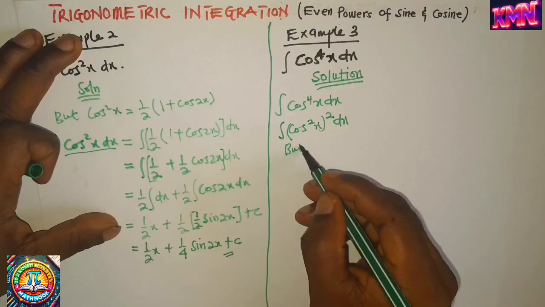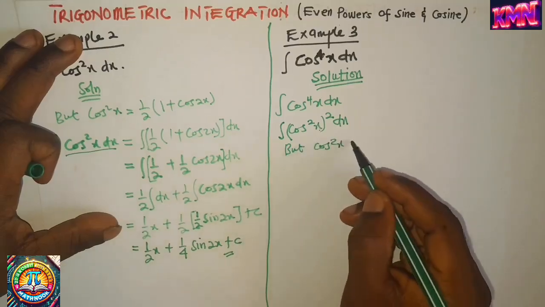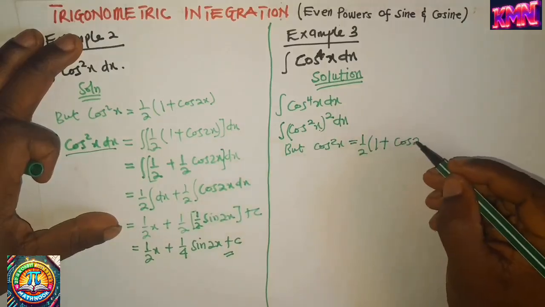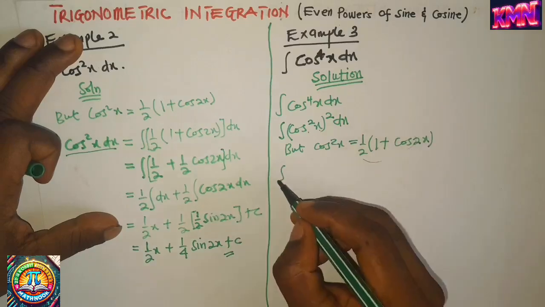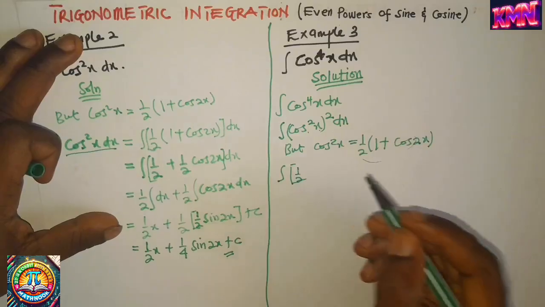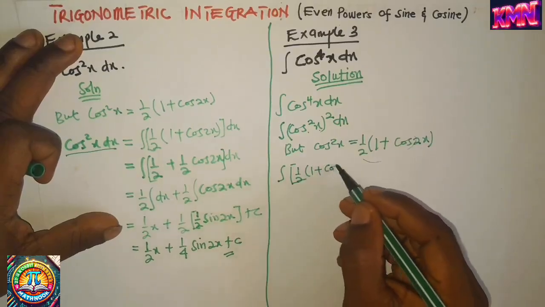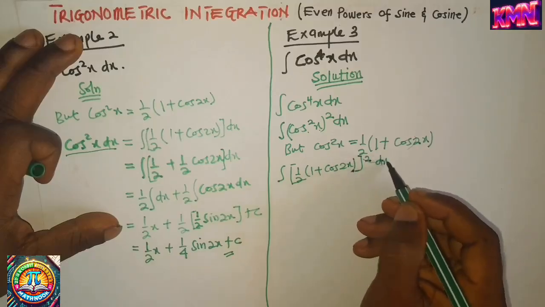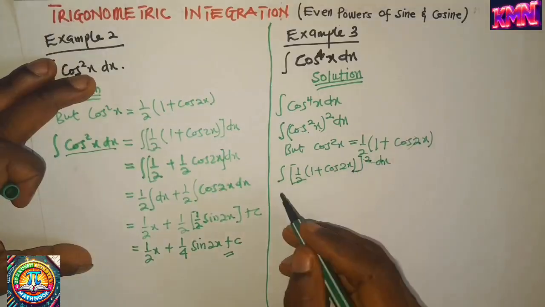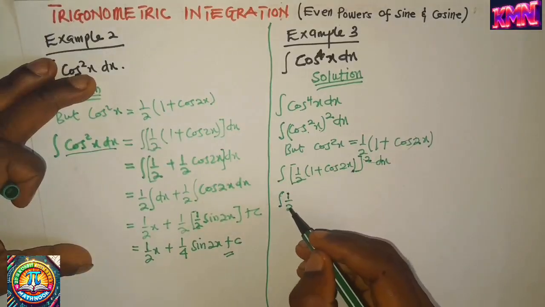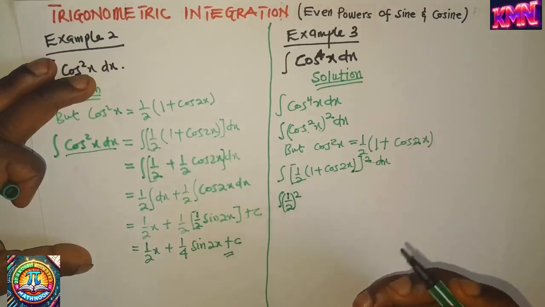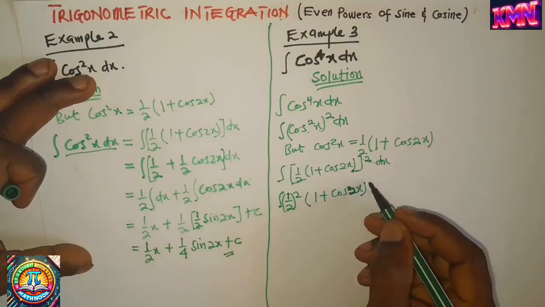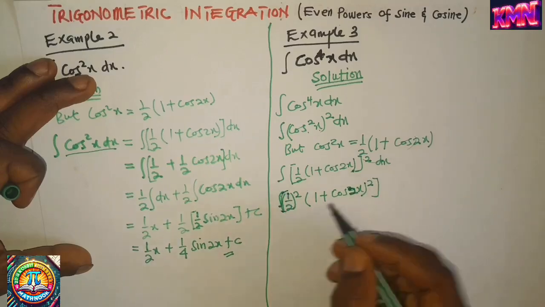Cosine squared x is half of 1 plus cosine 2x. So we have the integral of half 1 plus cosine 2x, squared dx, which we can expand. When we expand, we're going to get the integral of half squared, then 1 plus cos 2x squared, all dx.